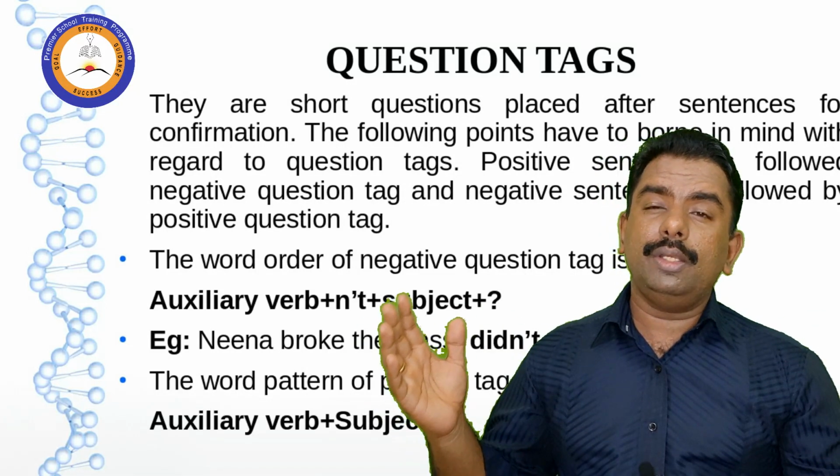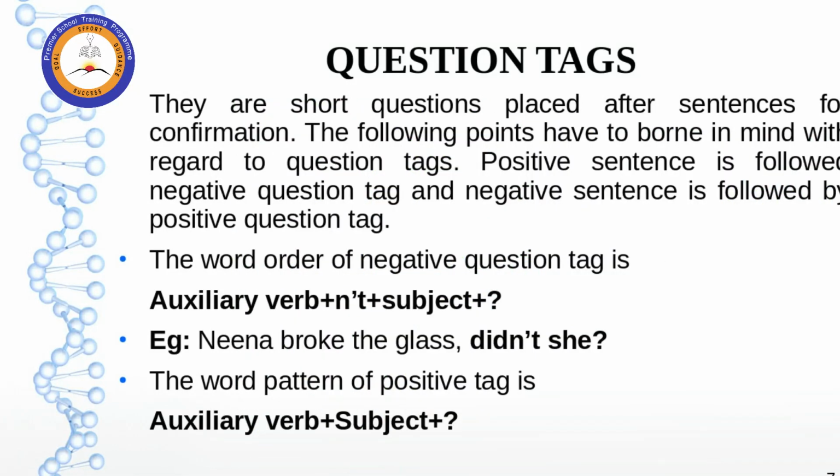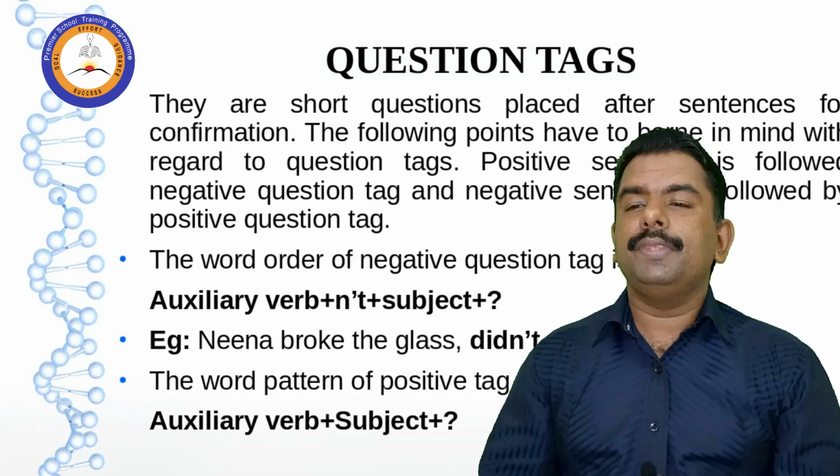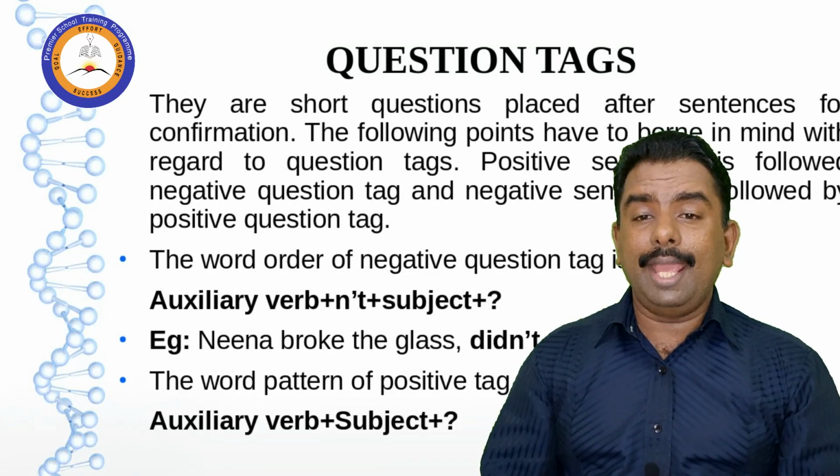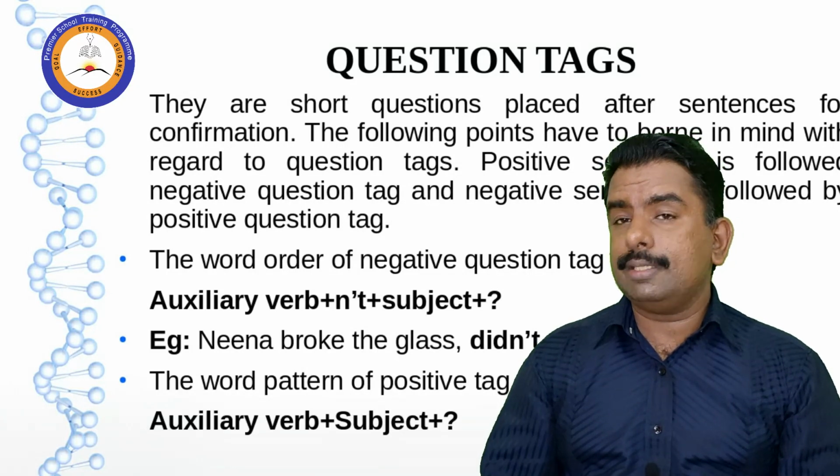In Malayalam also, we are using it, and it's our mother tongue. That's why we are not even bothered about whether it's a short question or a long question, or about the grammar or anything else. But English is a different language, a foreign language, and we have to study it properly. So it's short questions after sentences for confirmation. ഉറപ്പിന് വേണ്ടി നമ്മൾ ചോദിക്കുകയാണ്. എന്ത്? കൺഫർമേഷന് വേണ്ടി ചോദിക്കുകയാണ്. The following points are to bear in mind with regard to question tags.